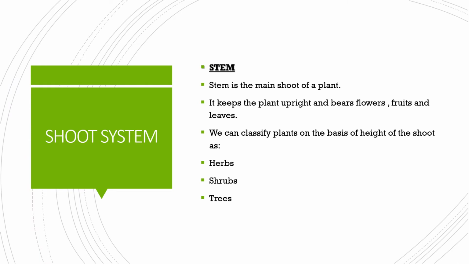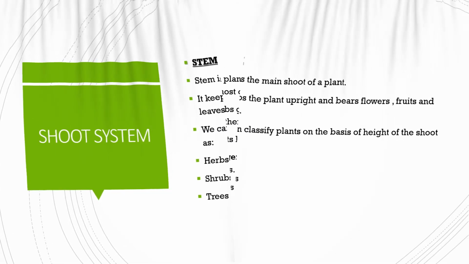The stem is the main shoot of a plant. Now what is its function? It keeps the plant upright and it bears flowers, fruits and leaves. On the basis of the height of the shoot, plants can be classified into three main categories. These are herbs, shrubs and trees.